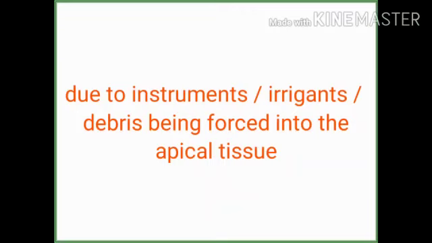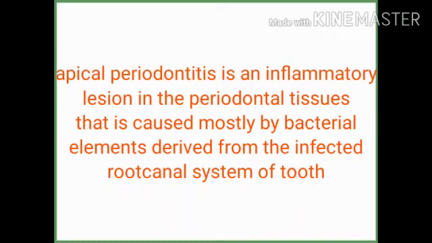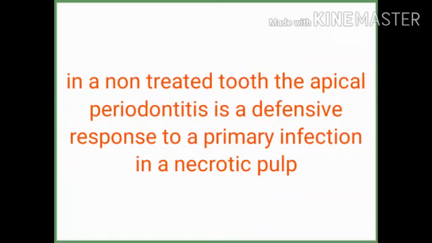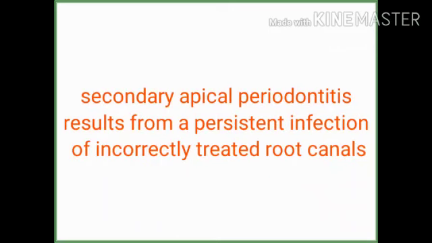Now, what is apical periodontitis? It's an inflammatory lesion in the periodontal tissues that is caused mostly by the bacterial elements which are derived from the infected root canal system of a particular tooth. Whereas in a non-treated tooth, apical periodontitis is a defensive response to a primary infection in a necrotic pulp. Whereas secondary apical periodontitis results from a persistent infection which comes from incorrectly treated root canals.